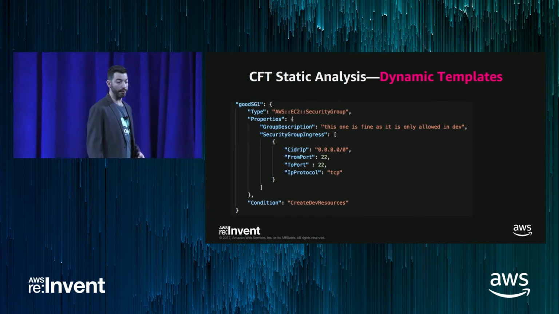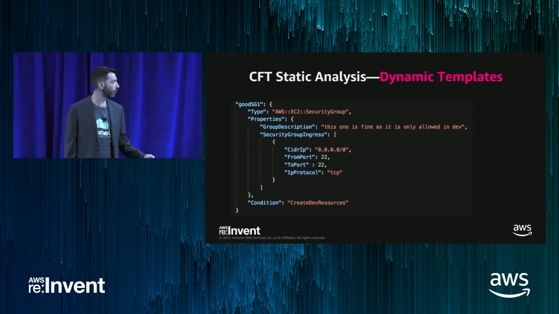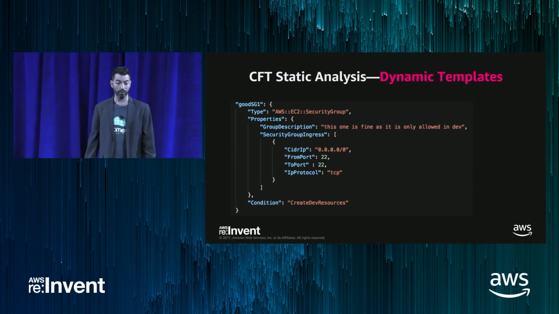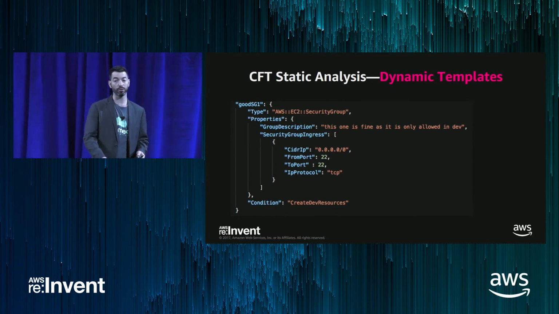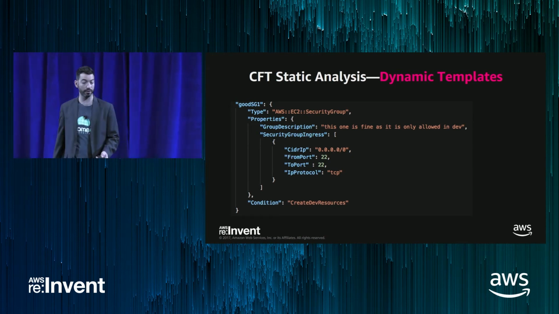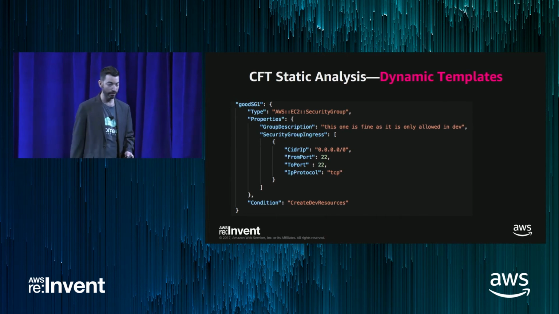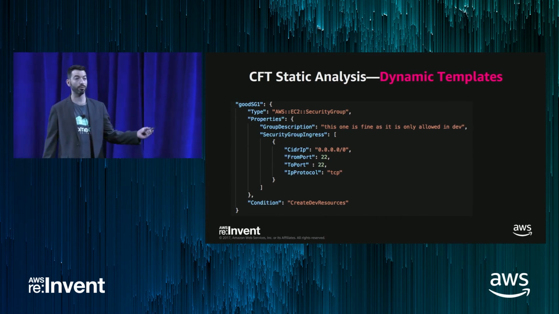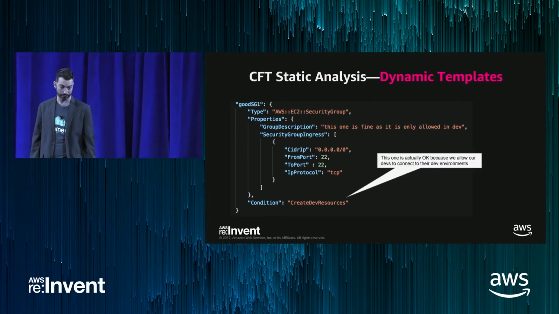Another form of dynamic templates is the condition. So here, you can probably read that. So we have this condition, create dev resources. So in this case, our regular expression will fail this rule, even though it's never going to get to production. So that might be a desired thing to open SSH to the developer, although I do not believe in that. But still, it might be desirable, and in this case, we'll get a false positive by our regular expression test.